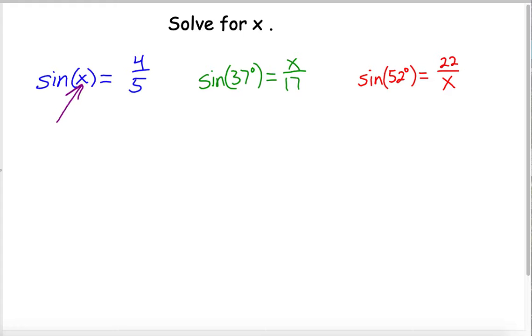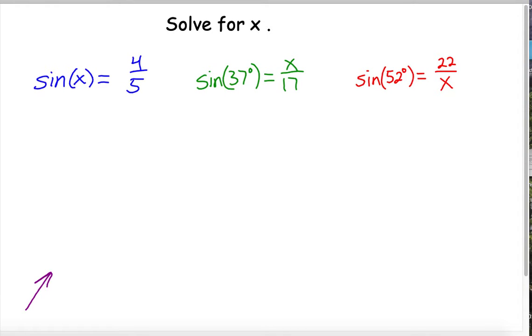Here the x is inside the sine function. Here the x is in the numerator of your fraction. And here the x is in the denominator of your fraction. So the approach to solving these equations is going to be a little bit different for each one. So let's start with the first one. The sine of angle x is 4/5.